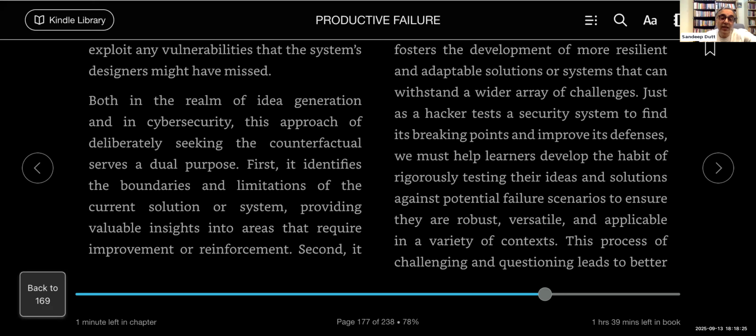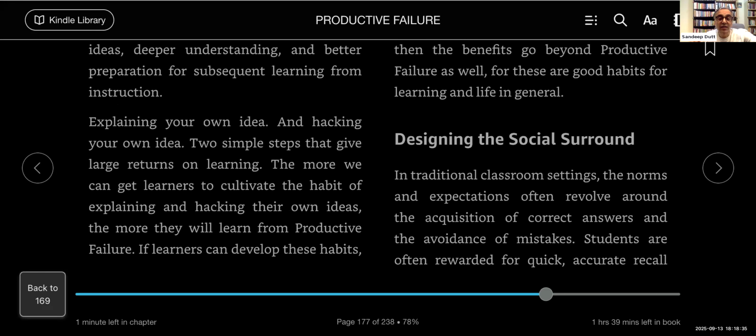The more we can get learners to cultivate the habit of explaining and hacking their own ideas, the more they learn from failure, productive failure. If learners can develop these habits, then the benefits go beyond productive failure as well. These are good habits for learning and for life in general. So hacking, or testing as they would like to call it, leads to deeper understanding.